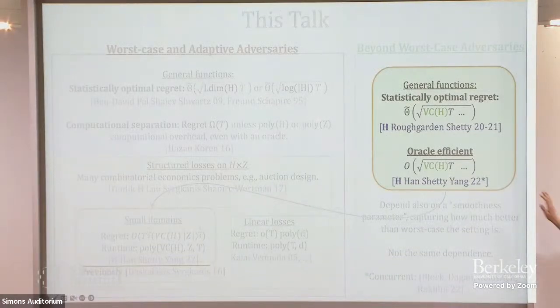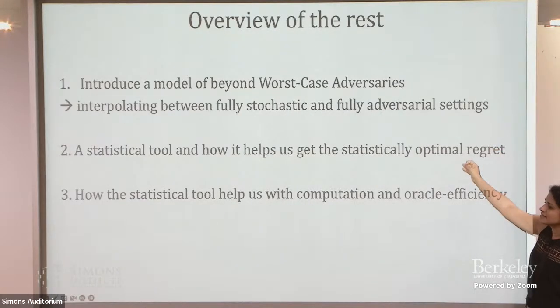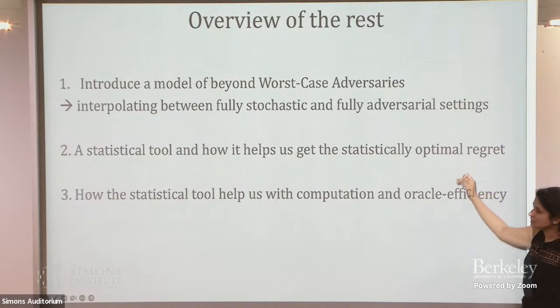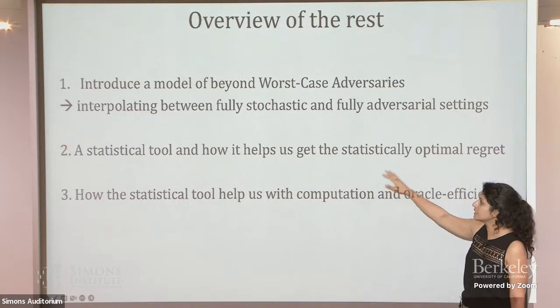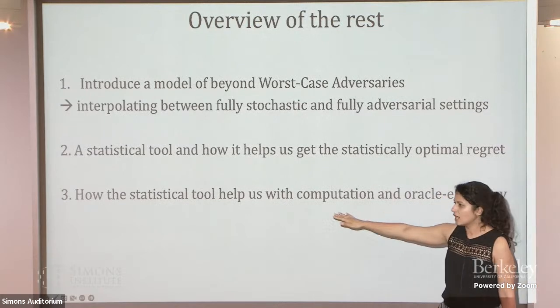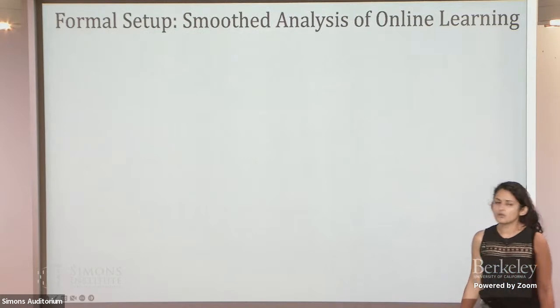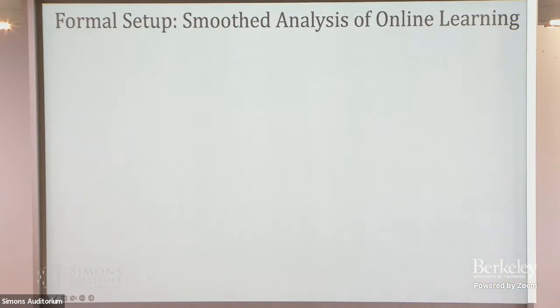For this talk, I'm going to focus here only and really tell you a little bit about what is a model of beyond worst case adversary. What is one statistical tool that helps us in getting statistically optimal regret? And at a high level, how does it help us with the computational aspect? Okay, so on to what is a beyond worst case adversary?